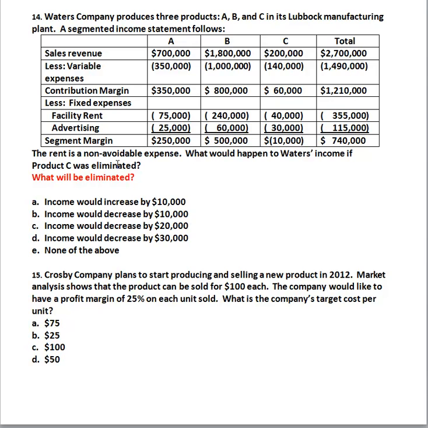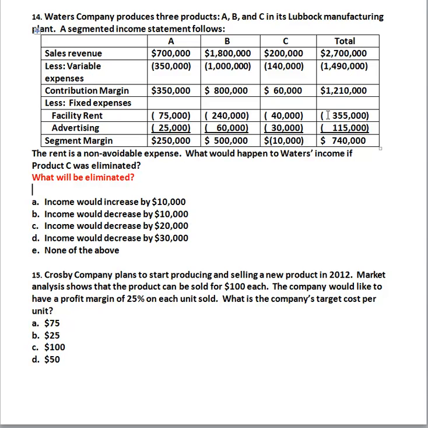We are looking to eliminate product C. It tells you that the rent is a non-avoidable expense. So rent is going to stay the same. So the total rent is still going to be $355, whether we have A, B, and C, or whether we just have A and B.